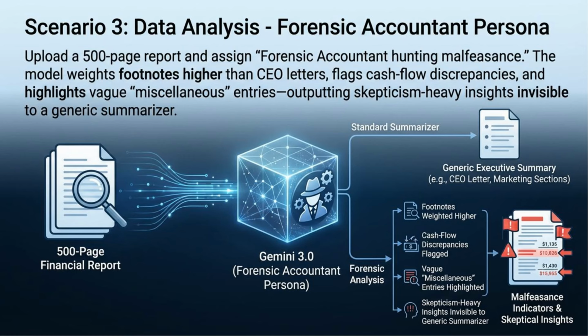By telling Gemini 3.0 to be a forensic accountant, you are telling it to prioritize skepticism. You are telling the attention mechanism of the transformer model to weight the footnotes higher than the headlines.